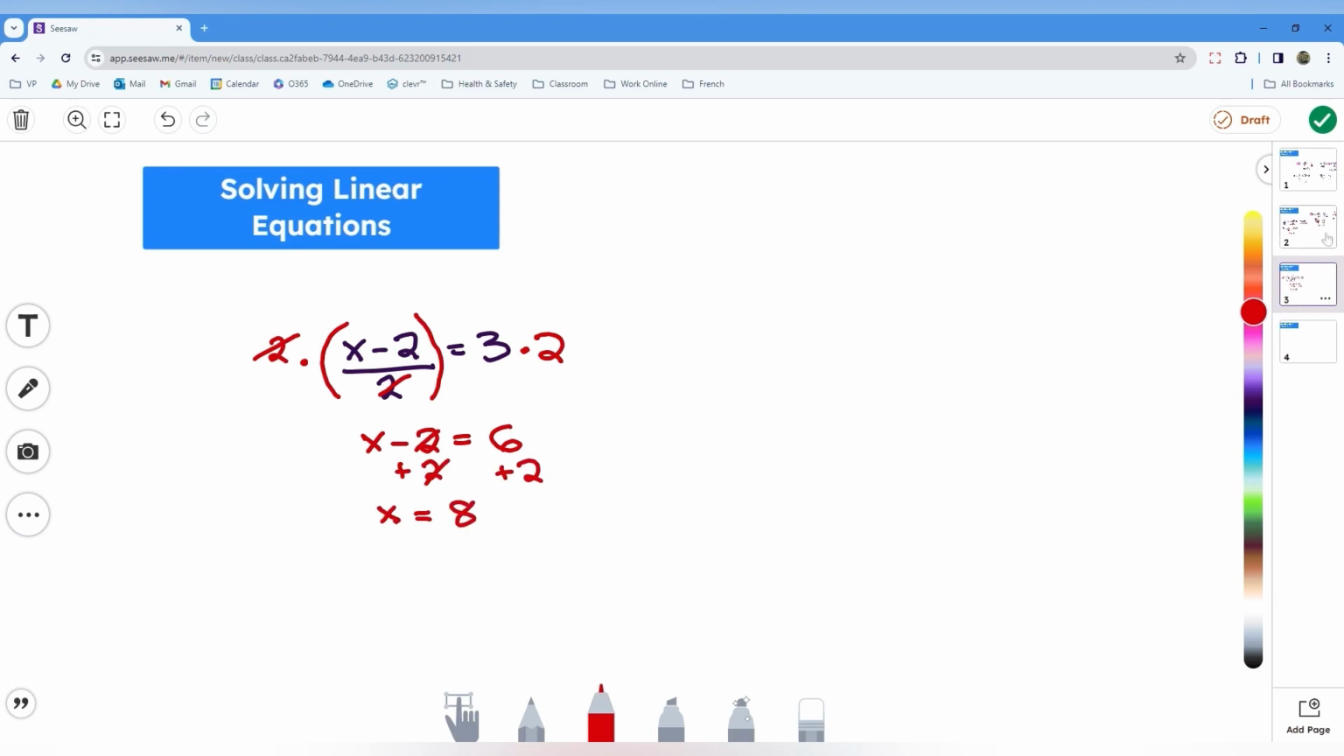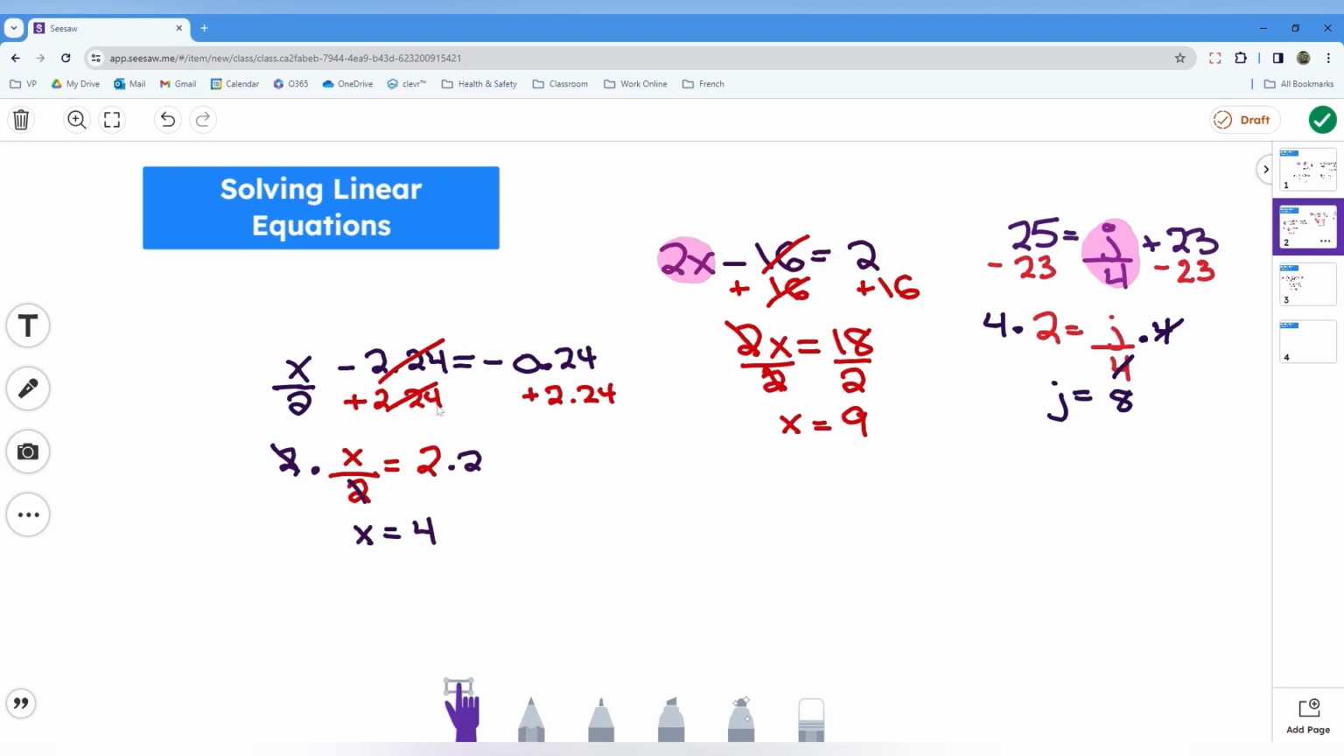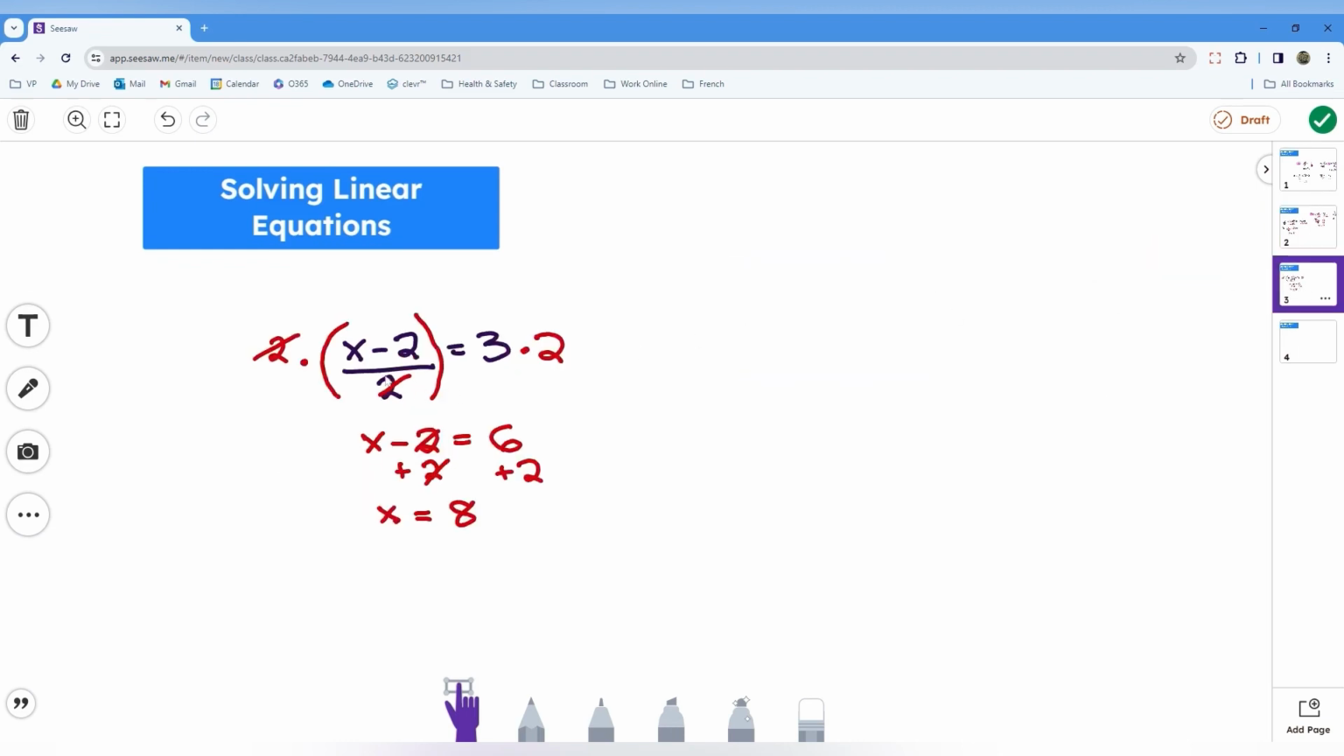So notice the difference from the previous questions. In these ones, the division was only to the variable. So I dealt with any addition or subtraction first. If it was a multiplication only to the variable, I dealt with the addition or subtraction first. In this one, the division was to both, so I have to deal with that first. Let's try one more like that.